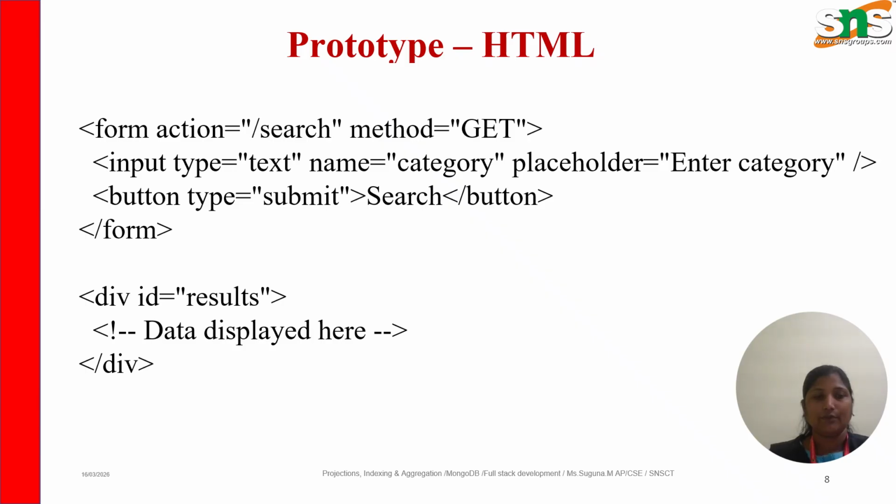And next, this is the prototype application. Here is a simple HTML form where the user can enter a category. They click on search and the results get displayed. This is how user interaction starts.